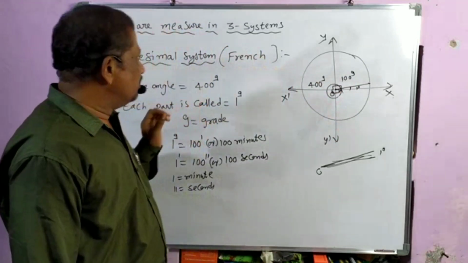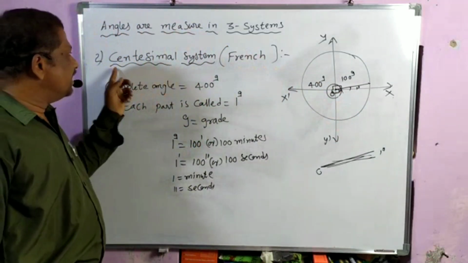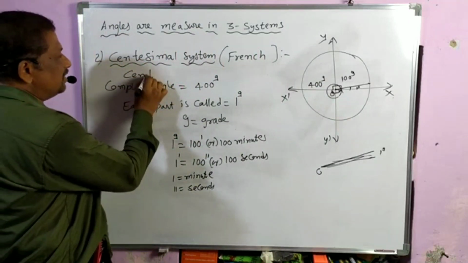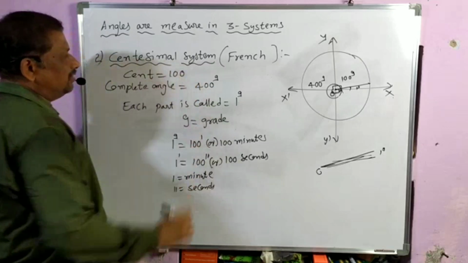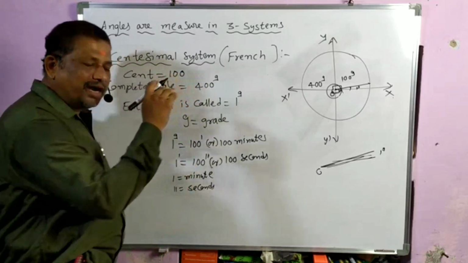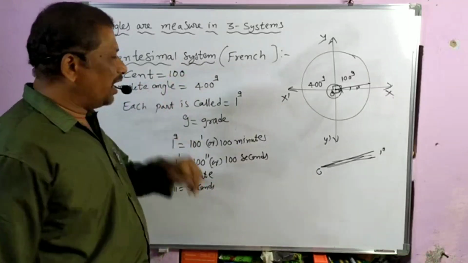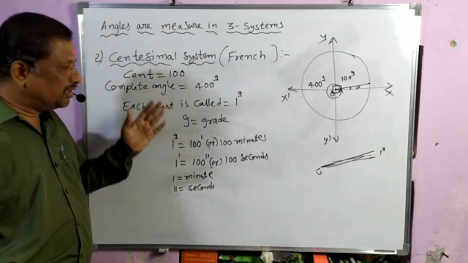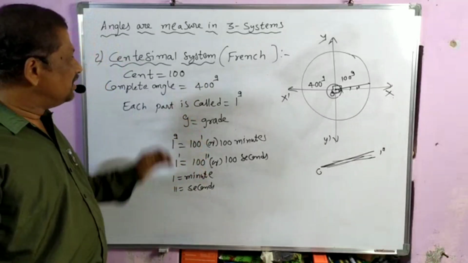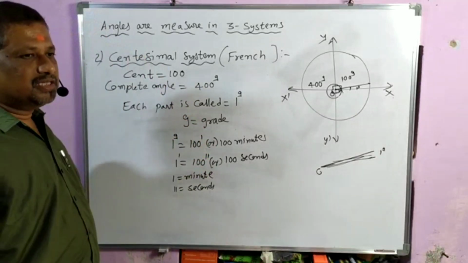Is it clear? So it is the centesimal system, where cent means 100. In an examination, if you got 10%, cent means 100%. Cent means 100. So in this system they divide the angle in hundreds. That's what we call the centesimal system. This is a French system.